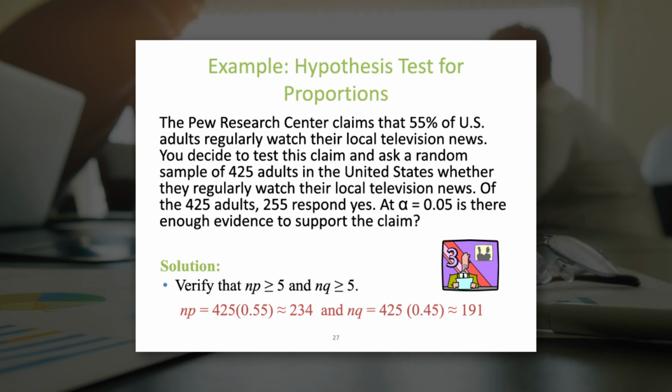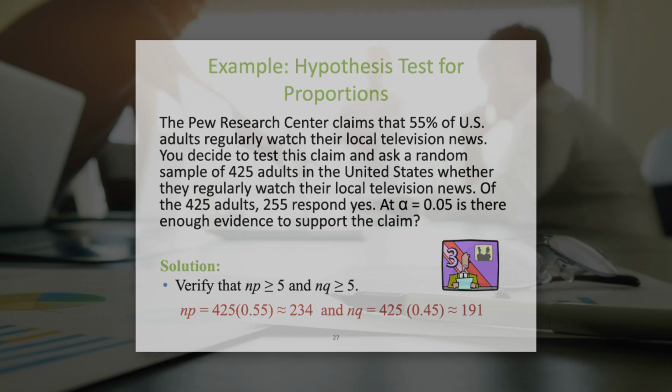So this is one example, and we have some more examples. The Pew Research Center claims that 55% of US adults regularly watch their local television news. You decide to test this claim and ask a random sample of 425 adults in the country whether they regularly watch their local television news. Of the 425 adults, 255 respond yes. At alpha equals 0.05, is there enough evidence to support the claim?